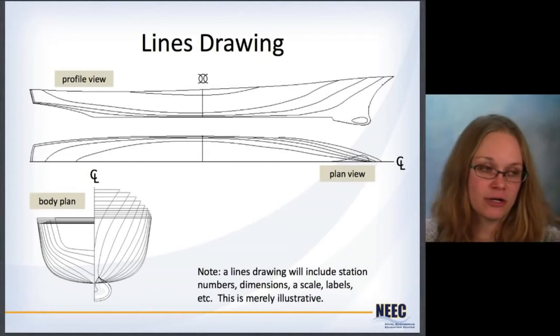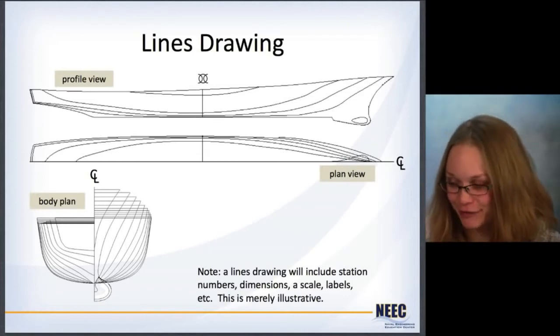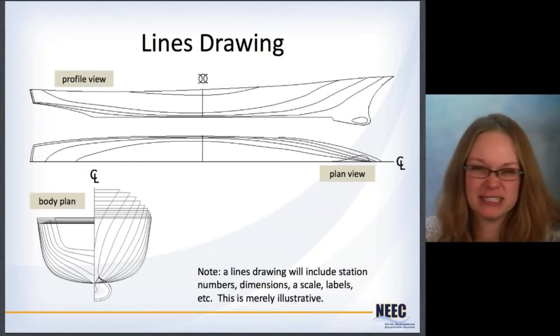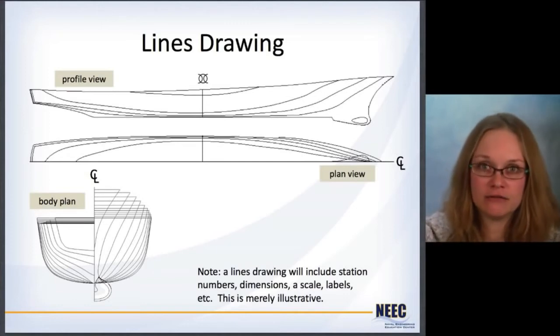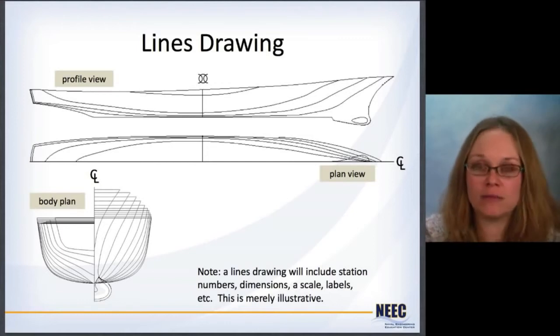Now, in general, a lines drawing is going to have a whole bunch more information than just what I've shown here. They'll have station numbers and dimensions, scales, labels, all this stuff. This is just an illustrative example here, just to show you where these lines are coming from.